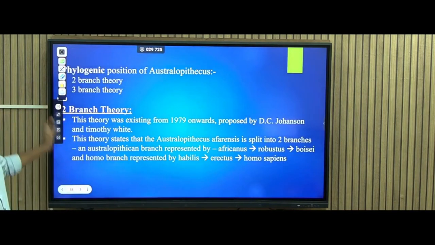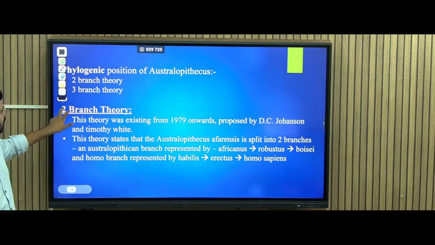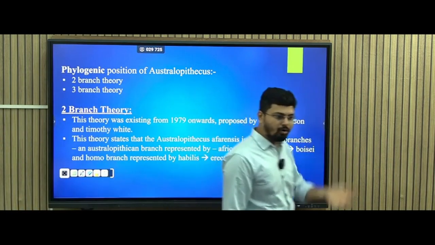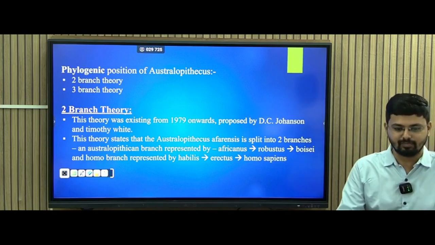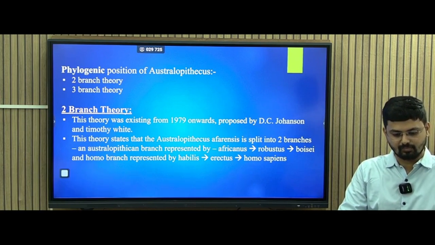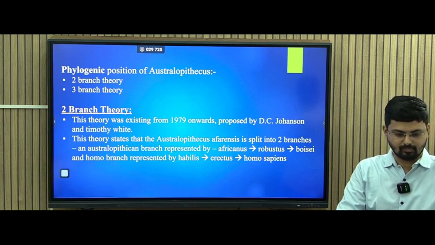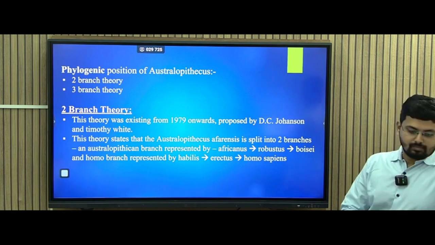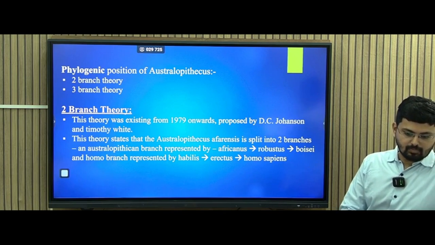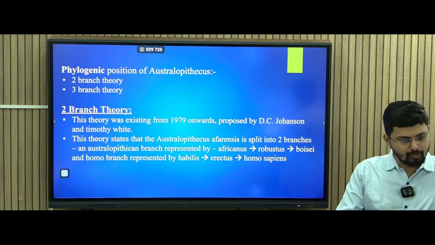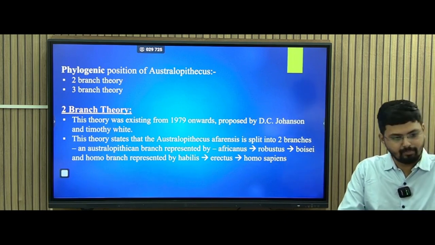So then, the phylogenetic status. What happened to them? Where did they go? Where did they come from? There are different theories. That is the two-branch theory, and the other is the three-branch theory.